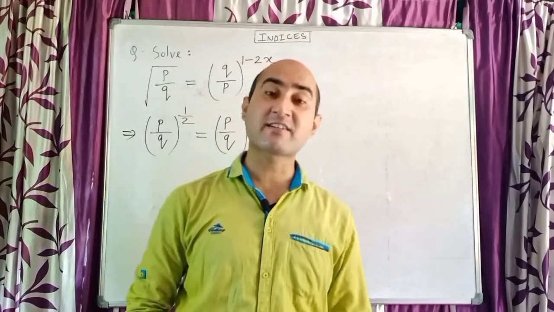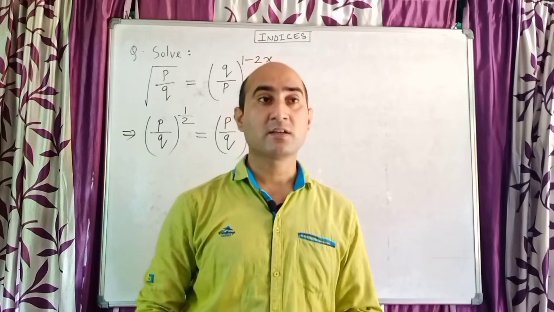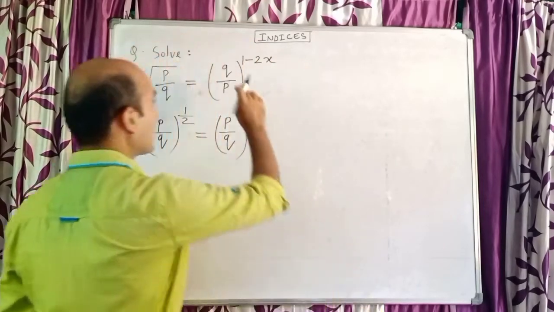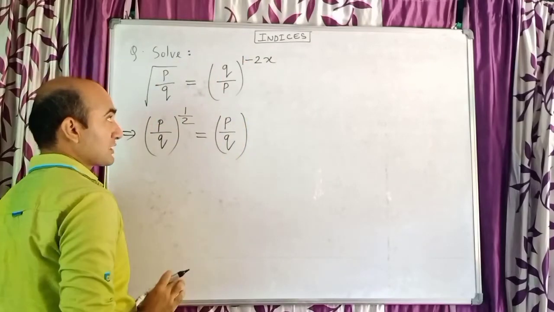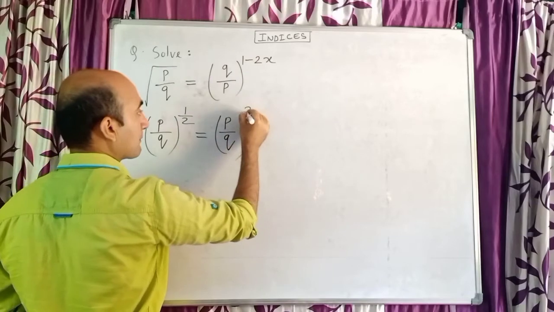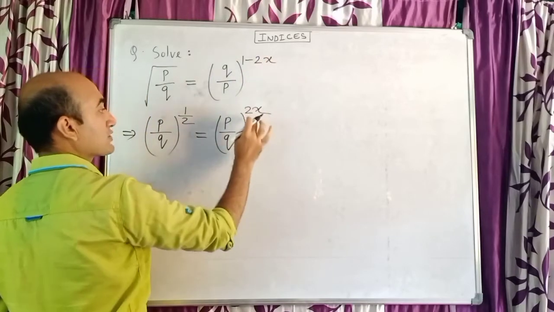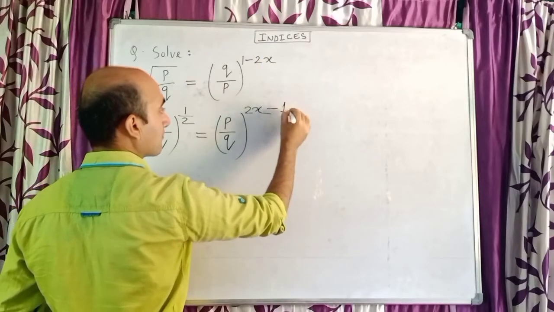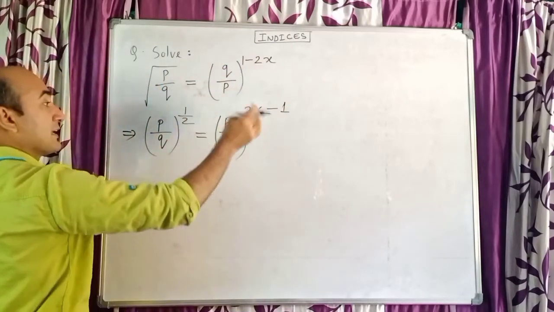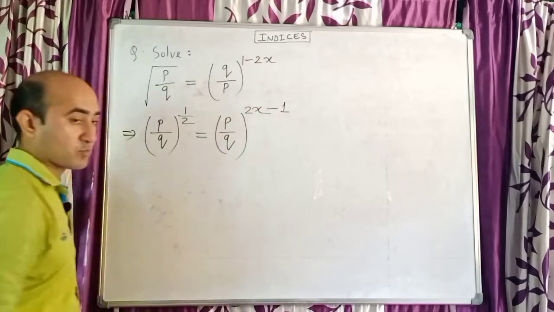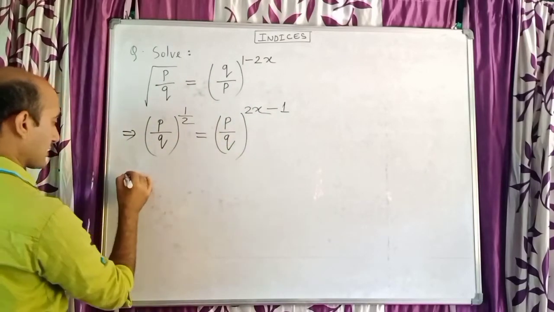So when numerator and denominator change, positive power becomes negative and negative power becomes positive. So here you can see 1 is positive power, 2x is negative power. So this negative power will become positive power. So write positive power first, and 1 is positive power, this will become negative power. So what I did, minus 2x I wrote plus 2x, plus 1 I wrote minus 1. It all happened because of interchanging.